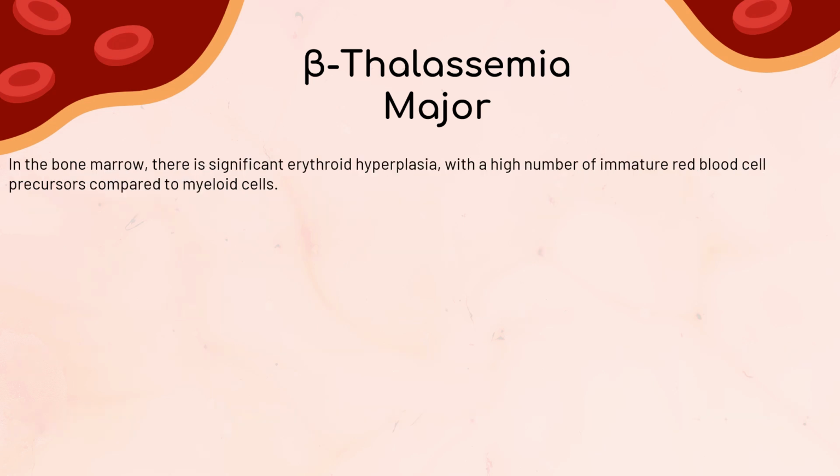In the bone marrow, there is significant erythroid hyperplasia, with a high number of immature red blood cell precursors compared to myeloid cells.